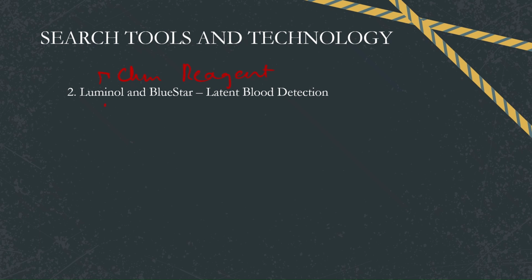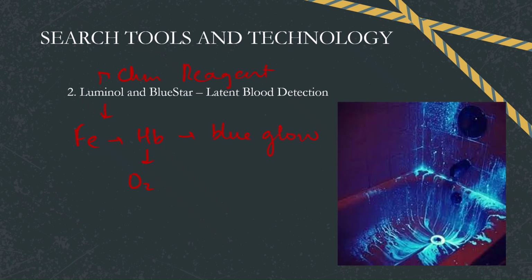These chemicals react with the iron present in hemoglobin, which is the oxygen carrying component of blood, and then produce a blue chemiluminescent glow, right, like this. Even if the blood is present in tiny traces, even if it is old, diluted, or cleaned, the process is done in darkness. Investigators spray luminol over the suspected area, and if blood is present, the crime scene suddenly glows blue. This glow lasts only for a short time, about 30 seconds, but that is enough to photograph it and capture the bloodstain pattern as evidence.